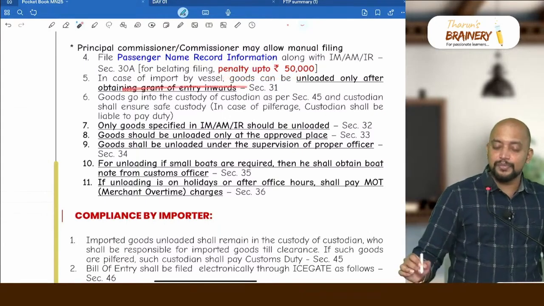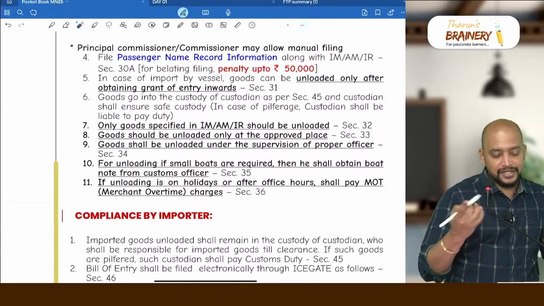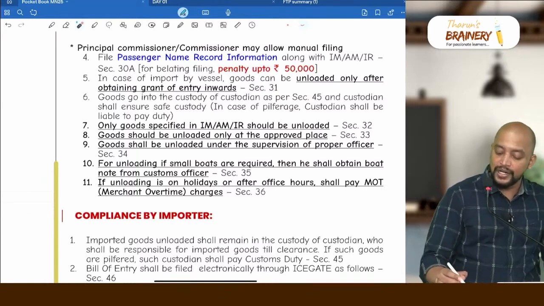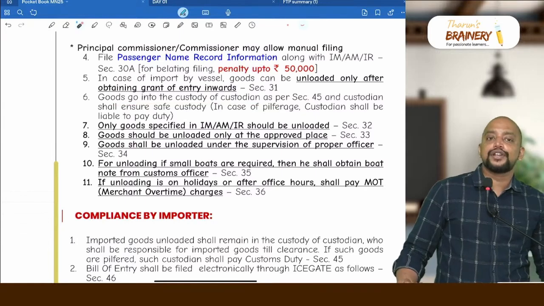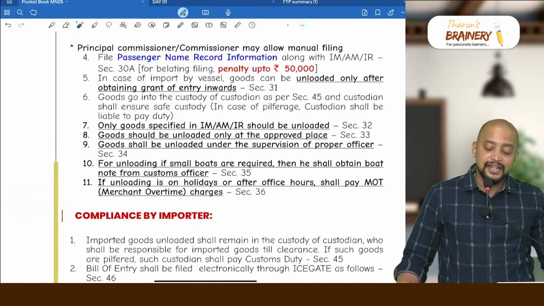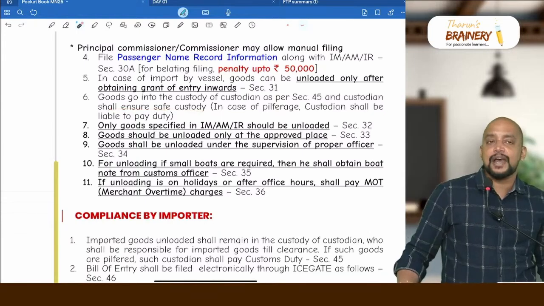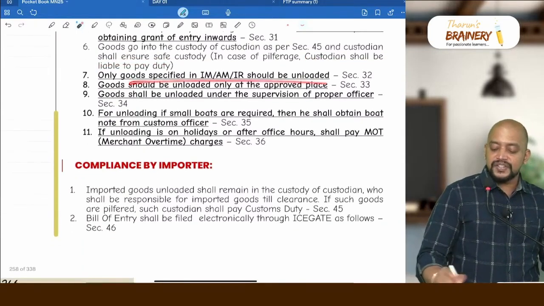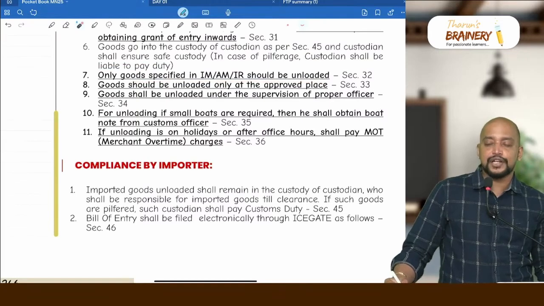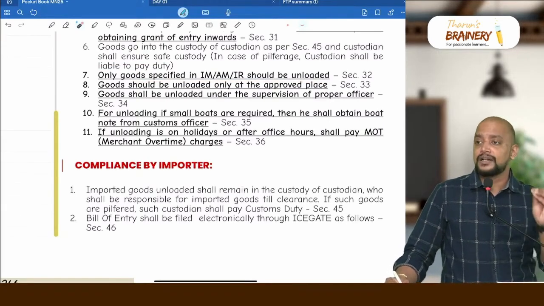In case of import by vessel, goods can be unloaded only after obtaining grant of entry inwards. This already I told you, it's a repetition point, only for vessel. And goods as soon as they are imported will go into the custody of one person. Who is that person? Called a custodian, and they shall ensure safe custody. Suppose if pilferage happened at this stage, who will pay? That custodian only will pay. Only goods specified in the import manifest, arrival manifest or import report should be unloaded. If any other goods are unloaded, it is called smuggled goods.